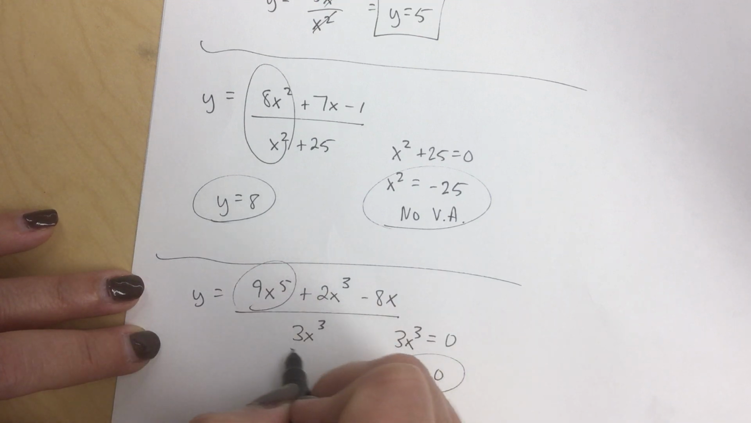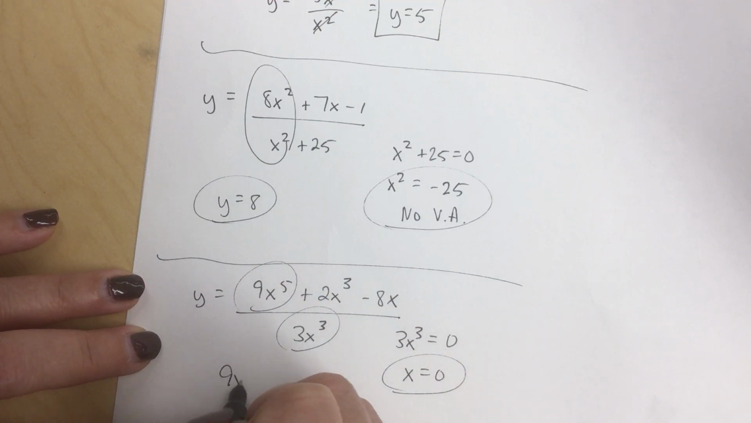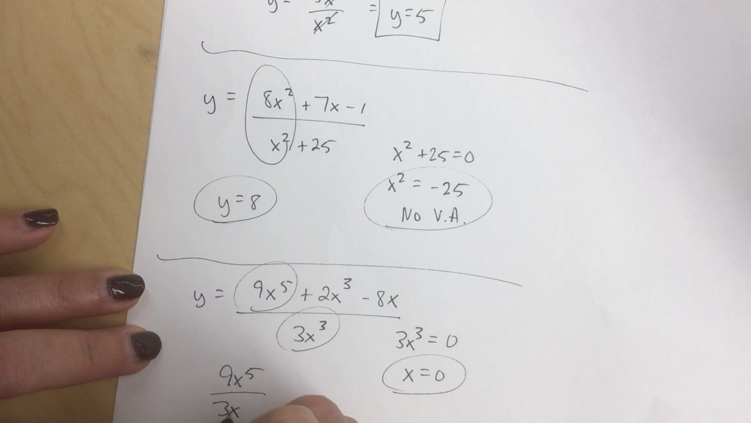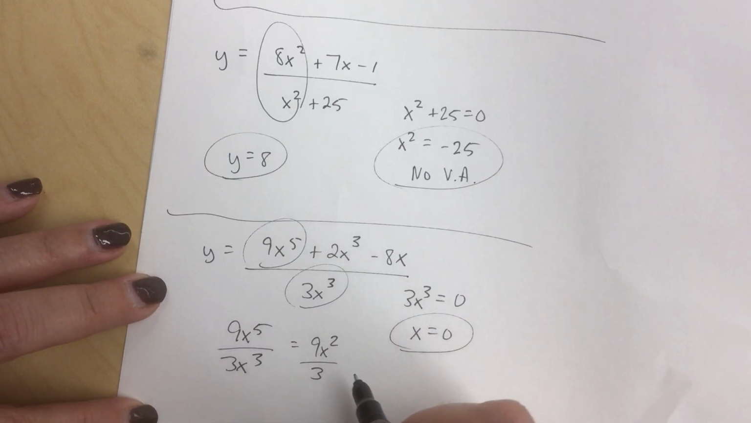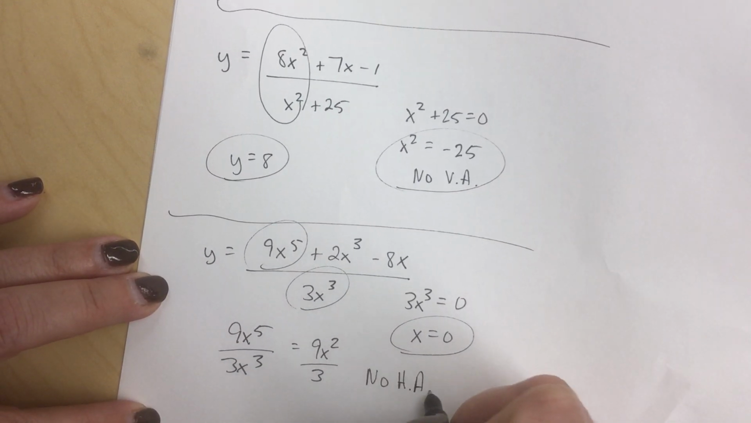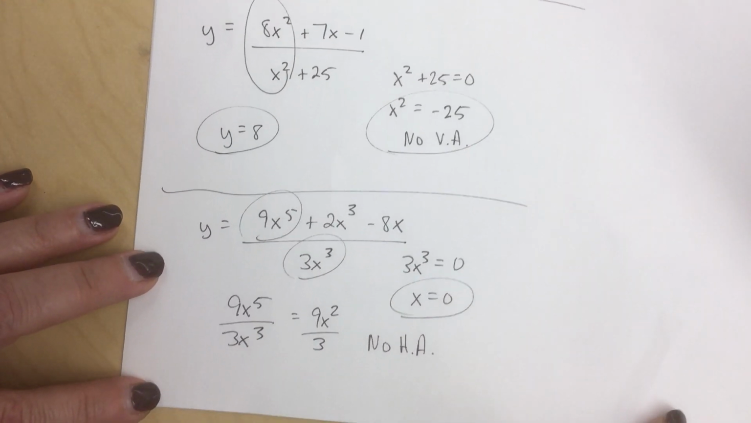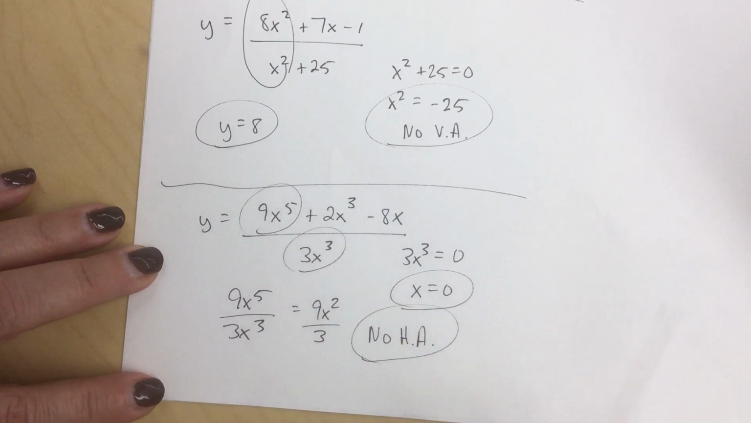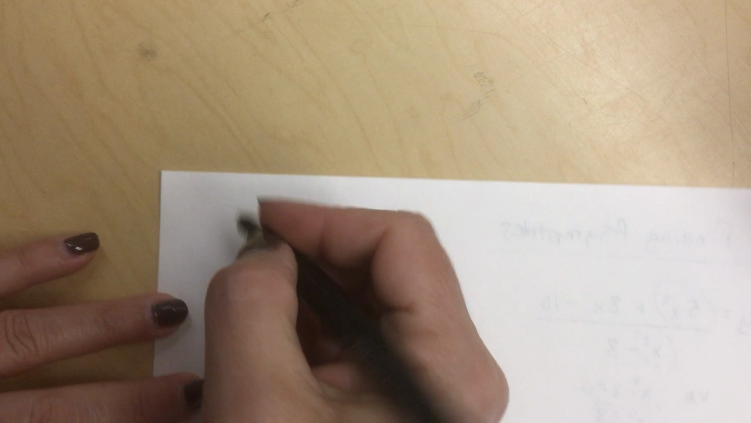Then you look at the highest power on top and bottom. So you have 9x to the 5th over 3x to the 3rd. You can cancel that out if you want to. 9x squared over 3, actually that'd be 3x squared, but if your top exponent is more than one higher than the bottom, there are no horizontal asymptotes, or slant for that matter. So that takes care of that one. Okay, let's look at this one.